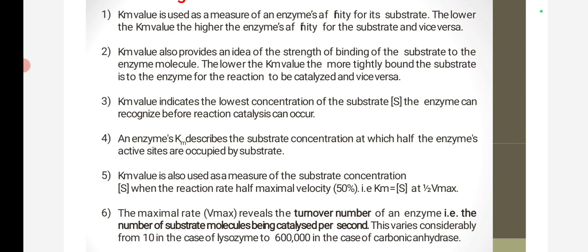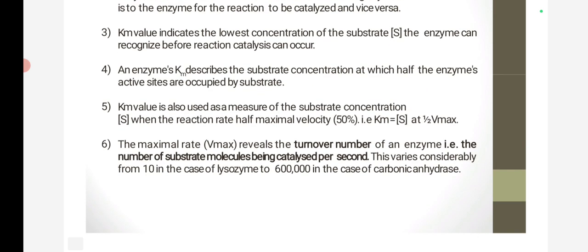The Km value indicates the lowest substrate concentration the enzyme can recognize before reaction catalysis can occur. An enzyme's Km describes the substrate concentration at which half the enzyme's active sites are occupied by substrate. The Km value is also used as a measure of the substrate concentration when the reaction rate is half of maximum velocity, I mean 50%. The Km equals the substrate concentration at which the rate is half of Vmax. The maximum rate Vmax reveals the turnover number of the enzyme, that is, the number of substrate molecules catalyzed per second. This varies considerably: 10 in the case of lysozyme enzyme, 6 lakhs in the case of carbonic anhydrase enzyme.